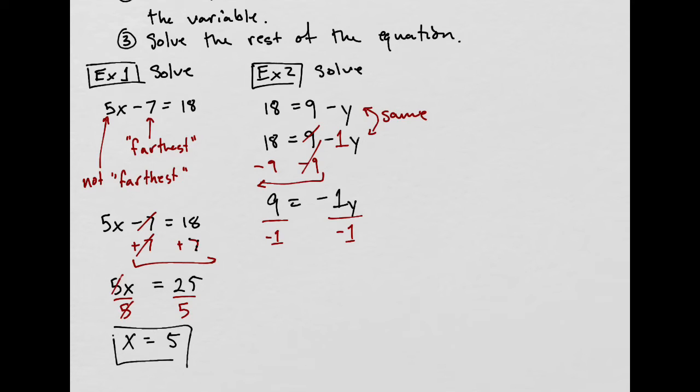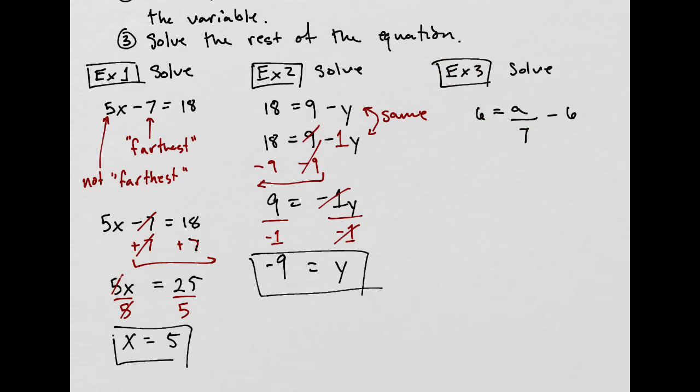Negative 1 divided by negative 1 is positive 1. So I get y on the right side and negative 9, because 9 divided by negative 1 is negative 9. So there we go. That's my answer. So again, the 9 was the farthest away, and this minus 1, that's the key on this example. The minus 1 is the closest, that's not the farthest away from the variable. All right, let's do example 3.